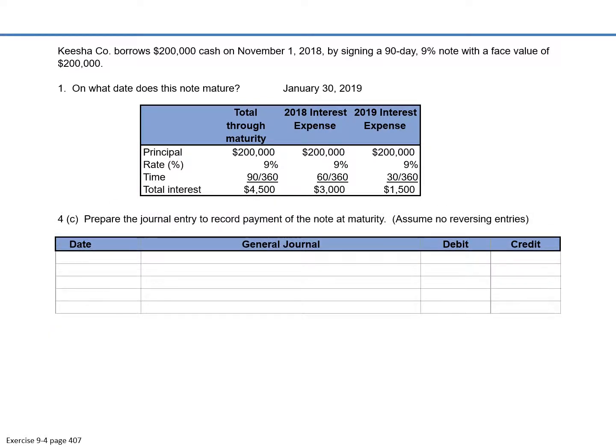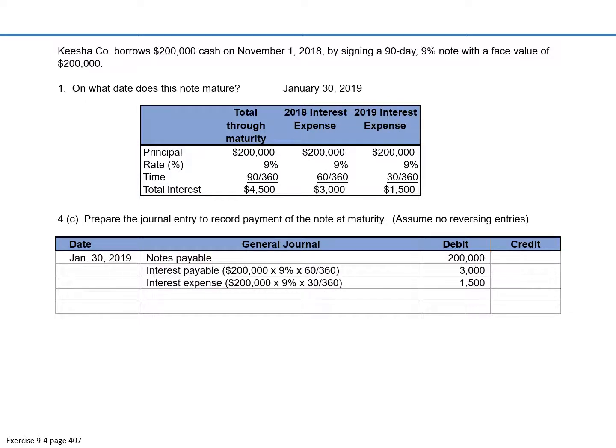Then we need to record the journal entry to record the payment at maturity. So we're going to reduce our note payable. That needs to go away. We do that with a debit of $200,000. We need to reduce our interest payable for the 60 days we accrued at the end of 18. So that's $3,000. Record our interest expense for the $1,500 that applies to the 2019 year. We're going to credit our cash for $204,500. Okay?